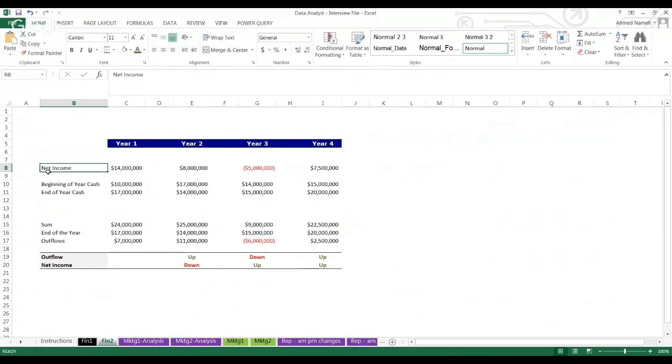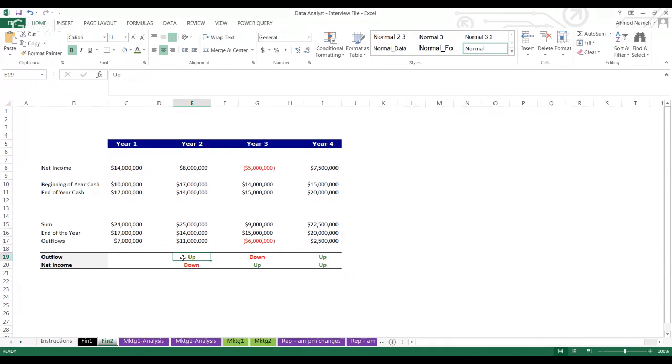So having said all of that, let's quickly go through this and do some analysis as to how the cash flow changed and how that may have impacted the net income for years 1, 2, 3, and 4. I put this little block together that highlights the change in cash outflows and the change in net income for years 2, 3, and 4 relative to the prior year.